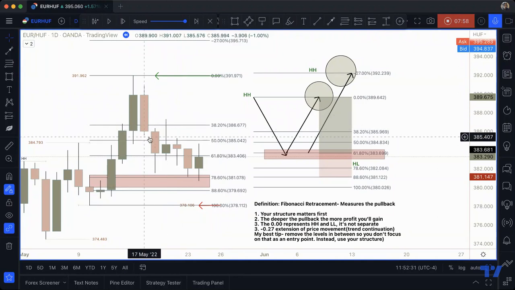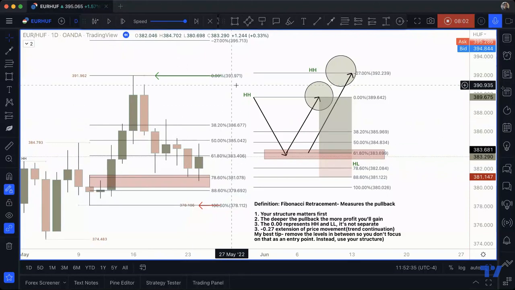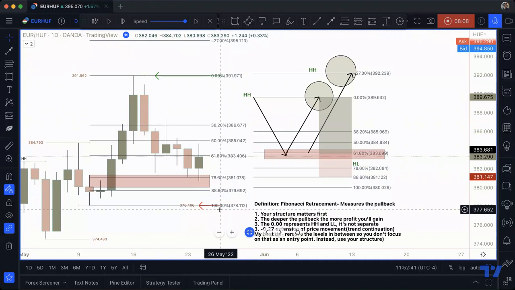The deeper it pulls back, what this also means is that it's going to take a little bit more for it to reach my profit target, but I could make more money depending on the stop loss as well, depending on where I place that stop. And that is important as well too. Okay. So that's number one.